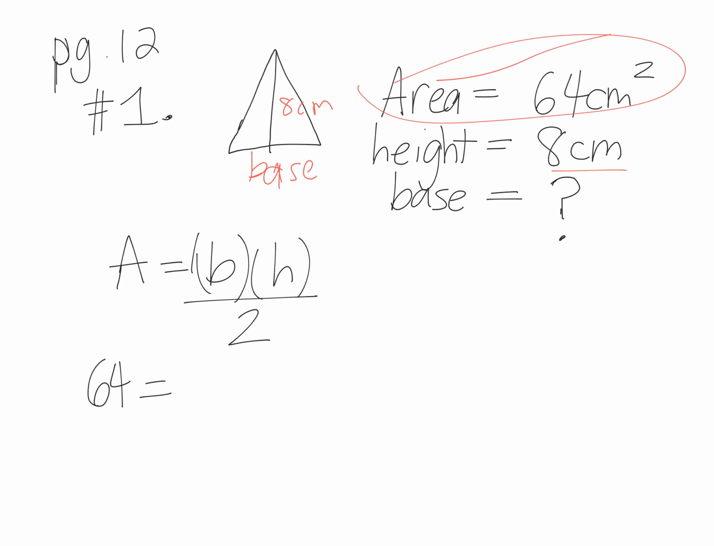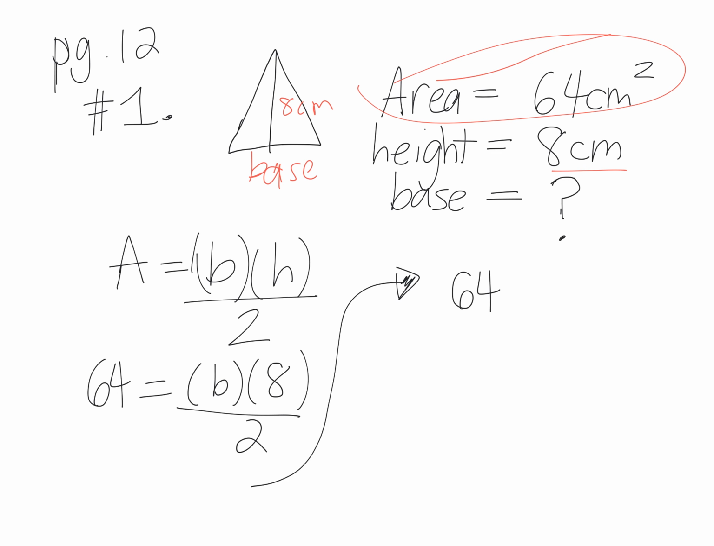Do we know the base? I'm going to leave it as a B. Do you know the height? Yes. What is it? Divided by 2. Can you simplify this at all? Base times 8 divided by 2. Alright. What is 8 divided by 2? 4. Okay, so I'm going to just write it underneath. I don't have space. 64 equals, 8 divided by 2 is 4. So base times 4.